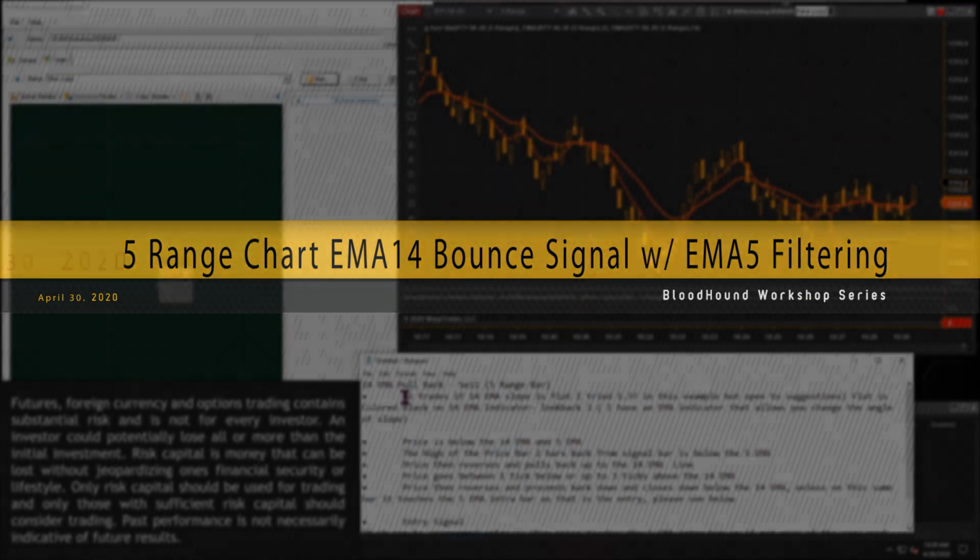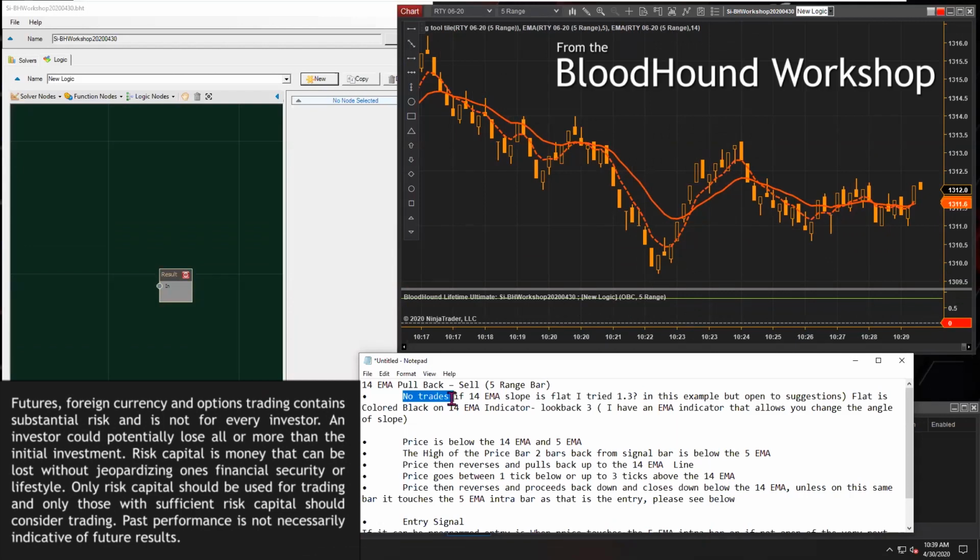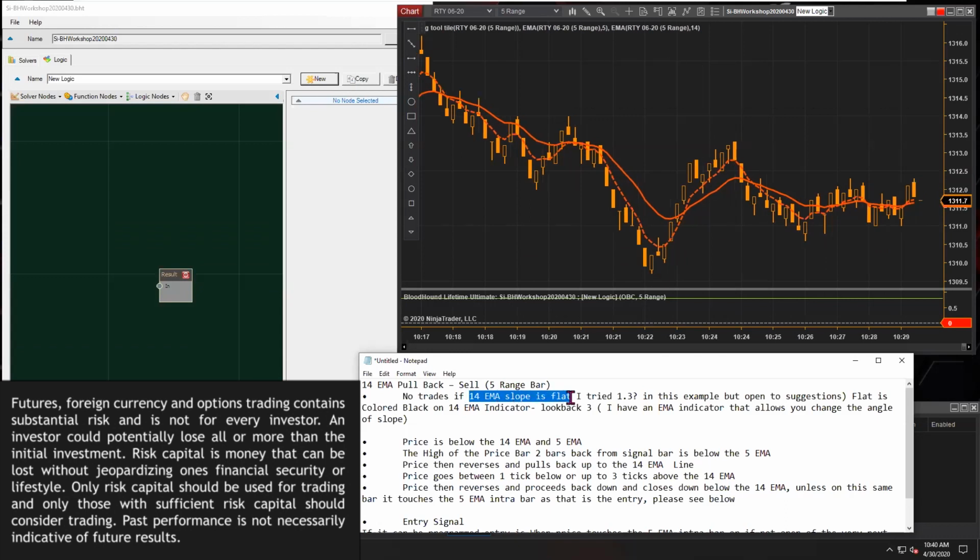So, we can see that there's basically an emphasis on this no trade part of the question here, with the 14 EMA being flat here. So Tony had, I guess, tried using a 1.3 setting here. So we'll kind of play around with this flat thing here.